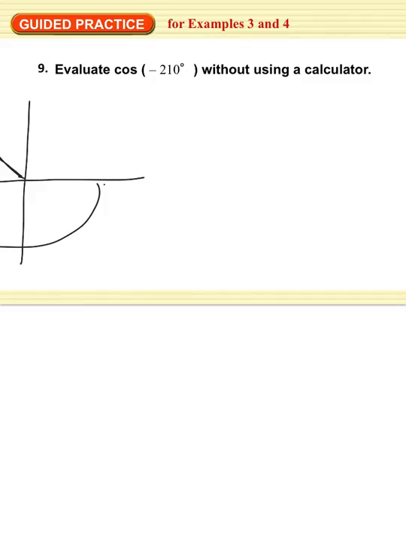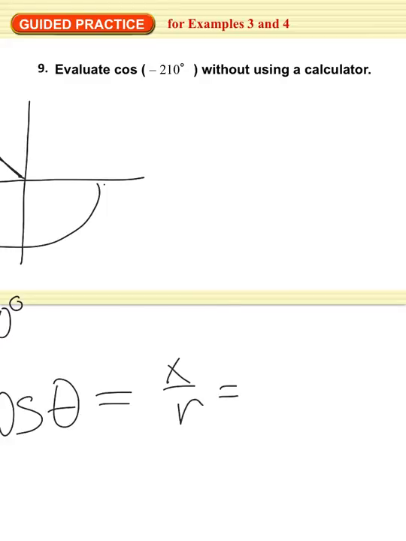Y is positive, X is negative, and R. Theta is 30 degrees, which is a special triangle. So if I check the chart, I know cosine theta is X over R. So it's negative. Check the chart. I've got square root 3 over 2.